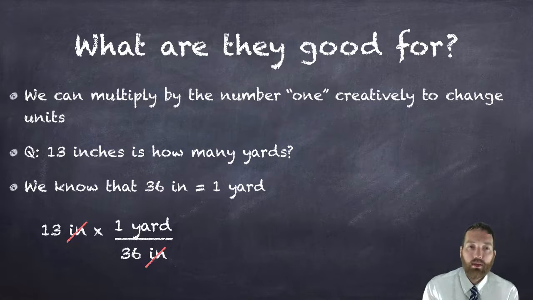Then I need to do the math. So to do the math in a conversion factor problem like this, the rule is you always multiply by everything on the top and divide by everything on the bottom. So you'd go 13 times 1, but you don't really need to do that because anything times 1 is that number. So 13 times 1 is, of course, 13. So I can skip the step with the 1 if you want to. So I could just go 13 divided by 36 in my calculator, and that will equal 0.36 yards.